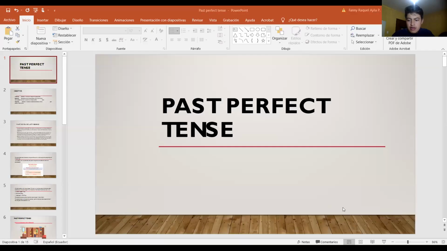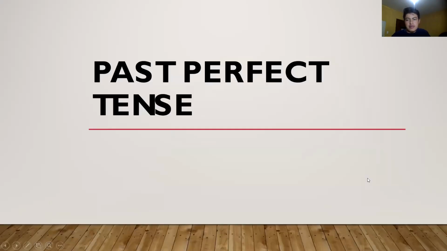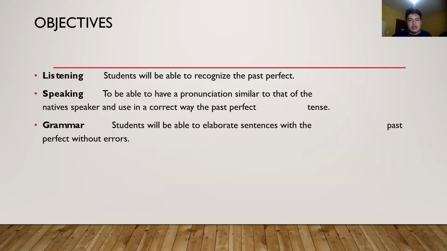Okay. For this class, we have the topic past perfect tense. The objectives for this class are that you will be able to recognize the past perfect so that you don't misunderstand, that you will be able to have a good pronunciation similar to native speakers and use the past perfect tense in a correct way. And you will be able to elaborate sentences with the past perfect without errors.